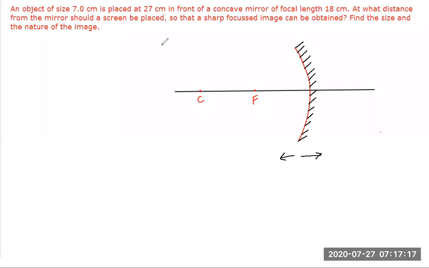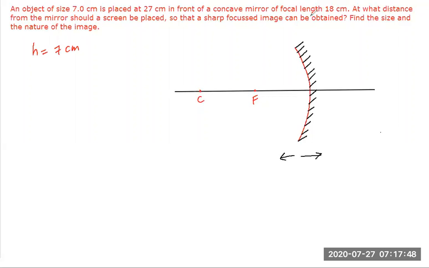Alright students, let's do a numerical on concave mirror. This is a numerical. Object size is 7 centimeter. So object size means h is equal to 7 centimeter. This simply means how big is the object placed on the principal axis. Now we have to see where the object is placed. So object is placed at 27 centimeter in front of concave mirror.